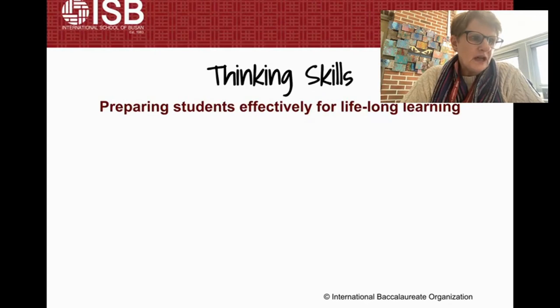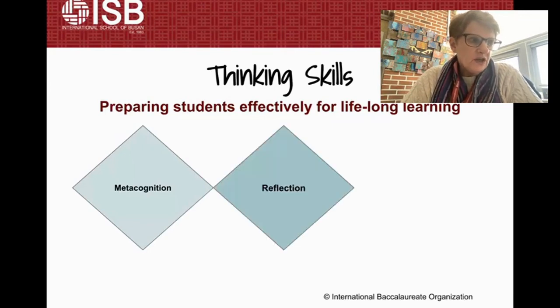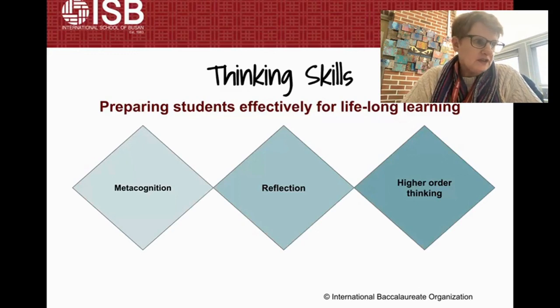Finally, there are 3 more types of thinking that are explicitly taught in the diploma program. There is metacognition, which is where we learn about how we learn. Then there is reflection, which is an accessible component of a number of courses. And there are also higher level thinking skills. These are assessed in several courses where the top bands of marks require analysis and evaluation.